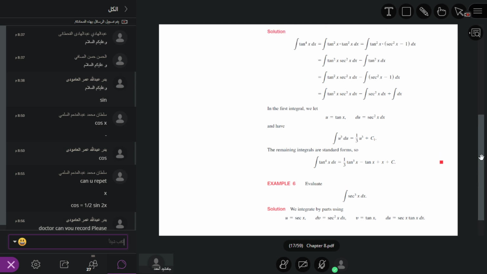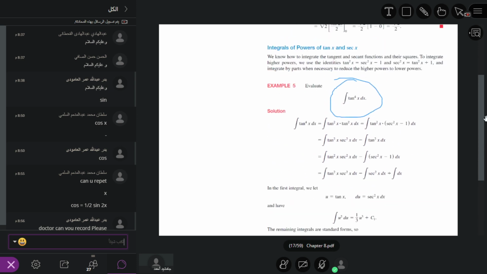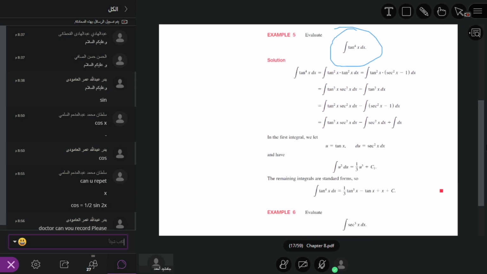So here you can see we have tan power 4. We will not use that method here because we have just one. So how can we solve this? We write tan square x dot tan square x, and after that we convert tan square into sec square minus 1. So we get tan square x times sec square x minus tan square x.